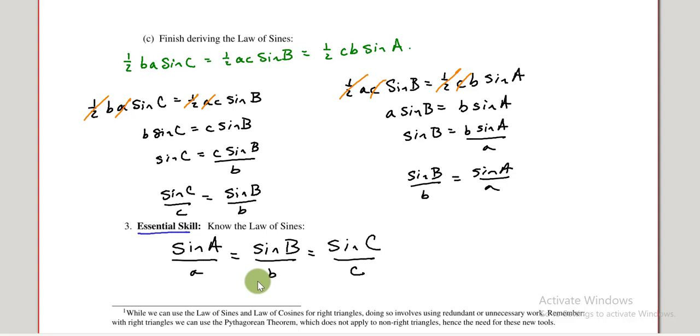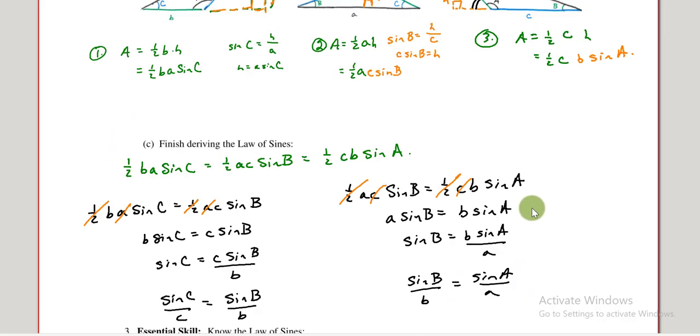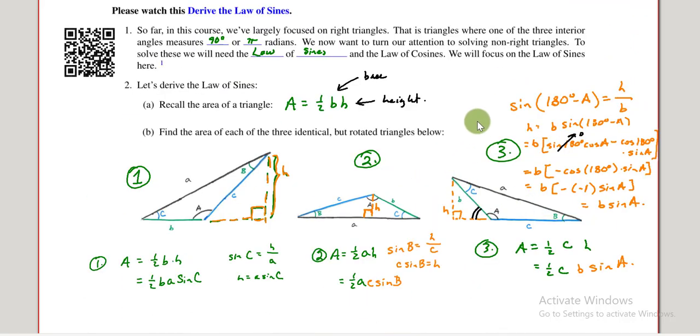So folks, if you found this challenging, this is our take-home point. We call this expression right here the law of sines. And the big takeaway is that we use the law of sines when we're working with non-right triangles.